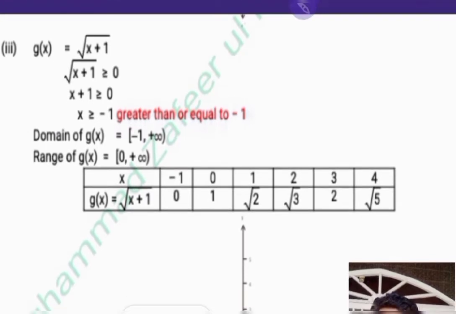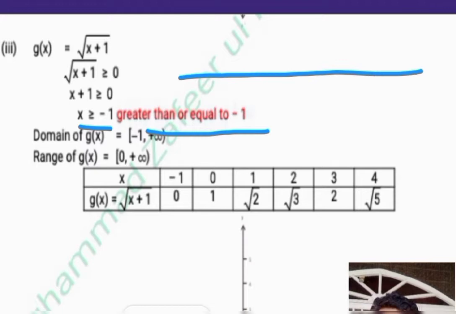As I've told you earlier, a square root is always positive. It's a radical function, so we write that the square root of x plus 1 is greater than or equal to 0. If we square both sides, the square and root cancel, and we have x plus 1 is greater than or equal to 0. As I told you in the last part, this is the domain, which means we have values greater than or equal to -1.